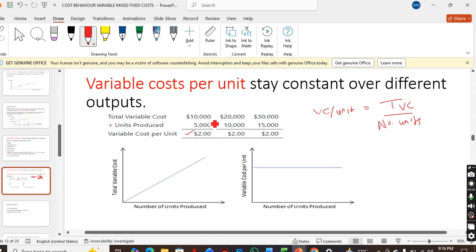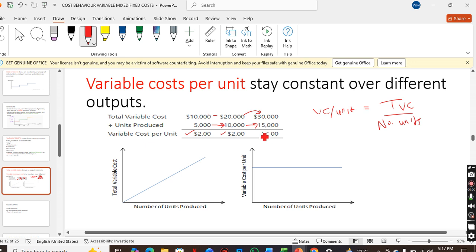If you increase production from 5,000 units to 10,000 units, basically you have doubled production. Your total variable cost is going to increase from 10,000 to 20,000. Variable cost per unit, 20,000 divided by 10,000, $2. If you increase the units produced again by 5,000 units, the variable cost increases to 30,000. Variable cost per unit, 30,000 divided by 15,000, $2.